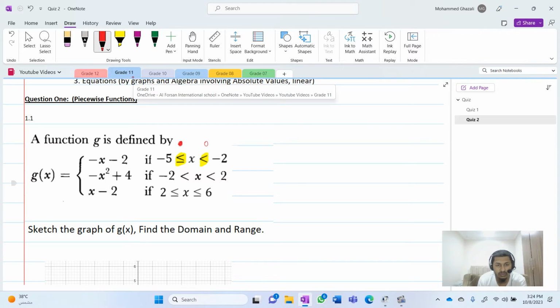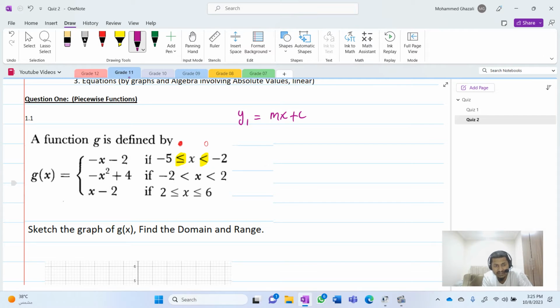How do we know whether it is including or excluding? A line underneath the inequality says that it is including. An inequality without a line underneath, which is not an equal to sign, means it's not equal to, so it's excluding. Anyways, the first graph is negative x minus 2. It's a linear graph which is in the form mx plus c. Remember, y is equal to mx plus c. So we can find the x-intercept and y-intercept.